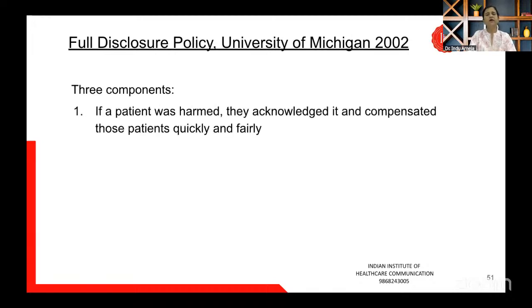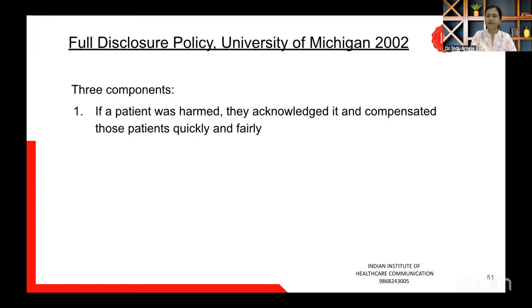So I'm going to talk about full disclosure policy. There are a lot of studies on Google search, if you'll see, of who have implemented full disclosure. This is one case, the University of Michigan, where they tried implementing a full disclosure policy, and it has 3 components. The first one is, if the patient was harmed, they acknowledge it promptly and they compensate the patient quickly and fairly.